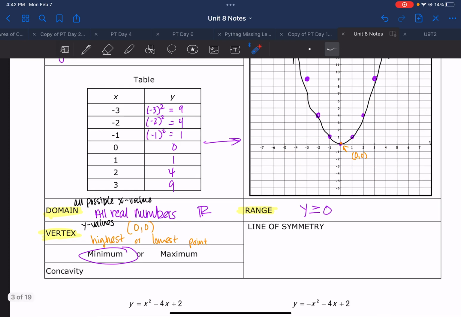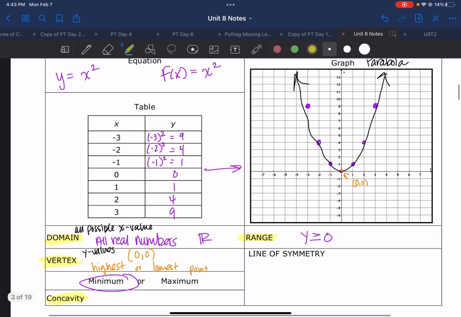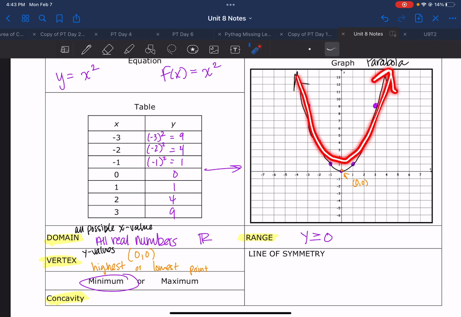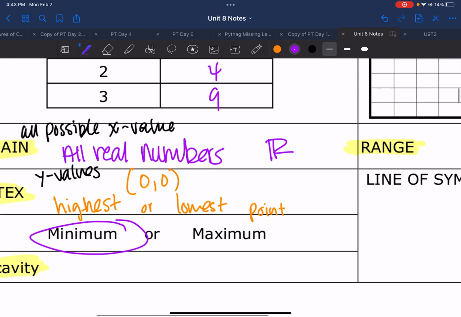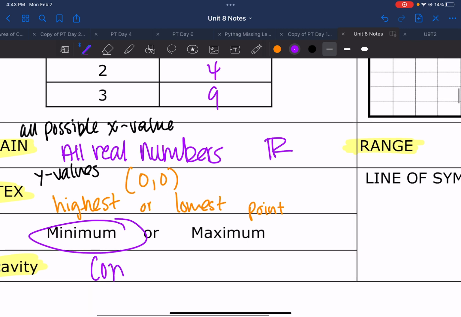And then we have this thing called concavity. This is super easy. It's basically saying, is this graph concave up or concave down? Now, if it's open up like this where it is here, this is opening upwards, then this is concave up. Now, if it opens down like this, it would be concave down, and that's super easy to remember. So right now, concavity is concave up.